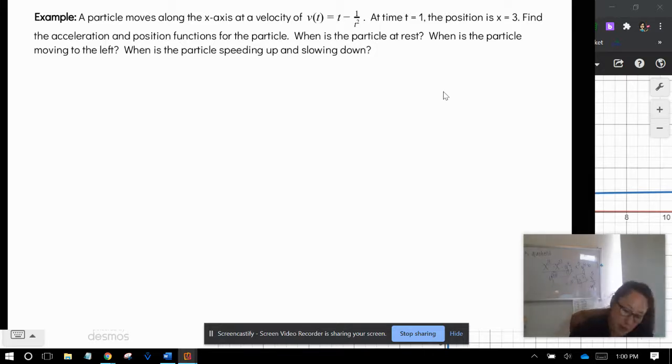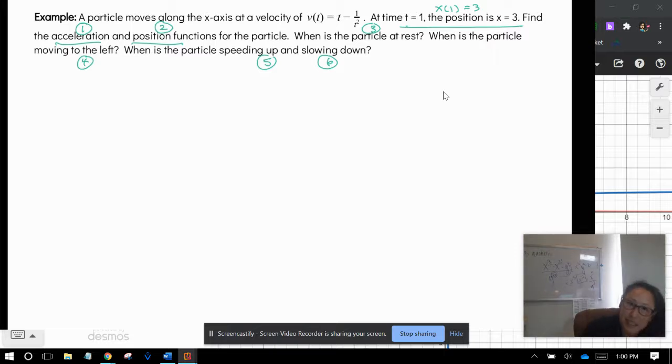All right, so I always look at, if it gives me a position, I can see that x of 1 is equal to 3. So 1 comma 3. I'm going to find the acceleration, the position, I usually number them, and then when is the particle at rest, when is the particle moving left and right, when is it speeding up, when is it slowing down. 6 things. Just little things, no big deal.